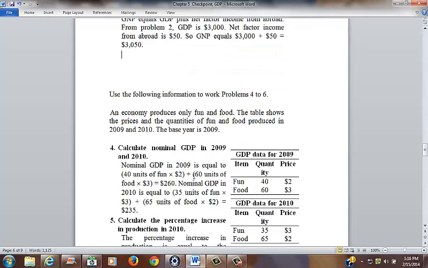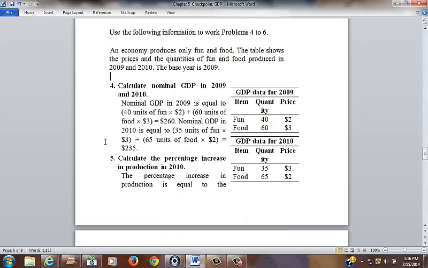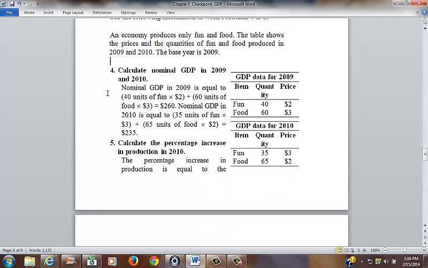For problems 4 to 6, information is given. An economy produces only fun and food. The table shows the prices and quantities of fun and food produced in 2009 and 2010. The base year is 2009. Question 4 states, calculate nominal GDP in 2009 and 2010.